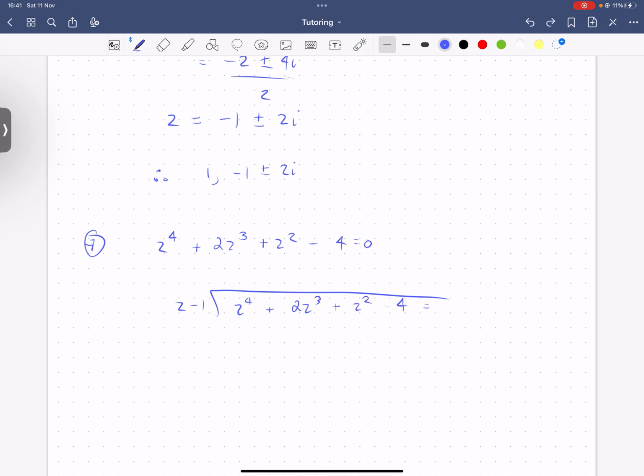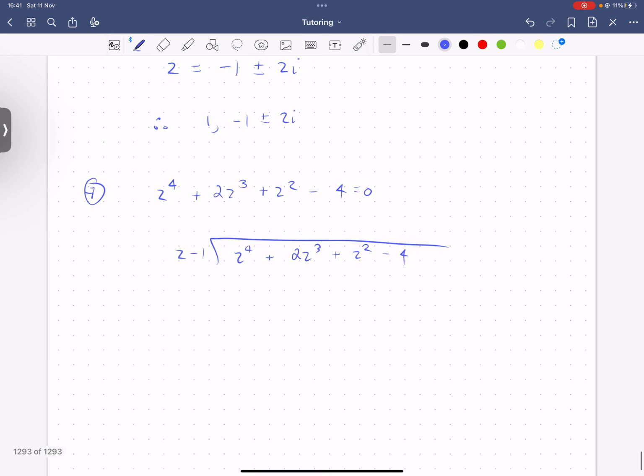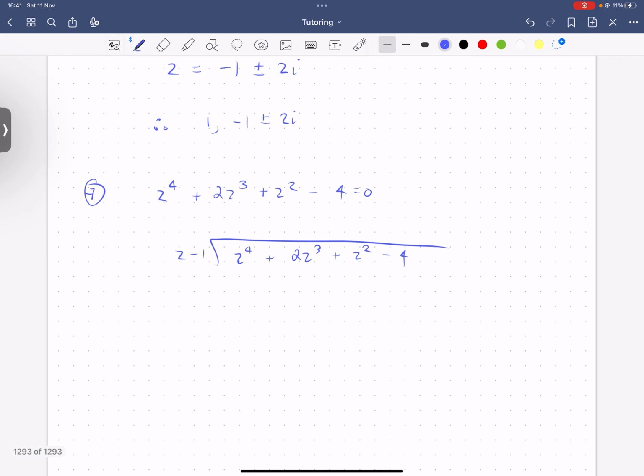Oh, not equals 0. I'm going to leave that. We're just polynomial dividing. Minus 4. So we're going to have z cubed. Now I have missed actually in my polynomial division. We have to make sure we put a plus 0z there. So z cubed, and then we've got z to the power of 4 minus z cubed. So we're going to have 3z cubed, sorry, plus z squared. So we've got a plus 3z squared here.